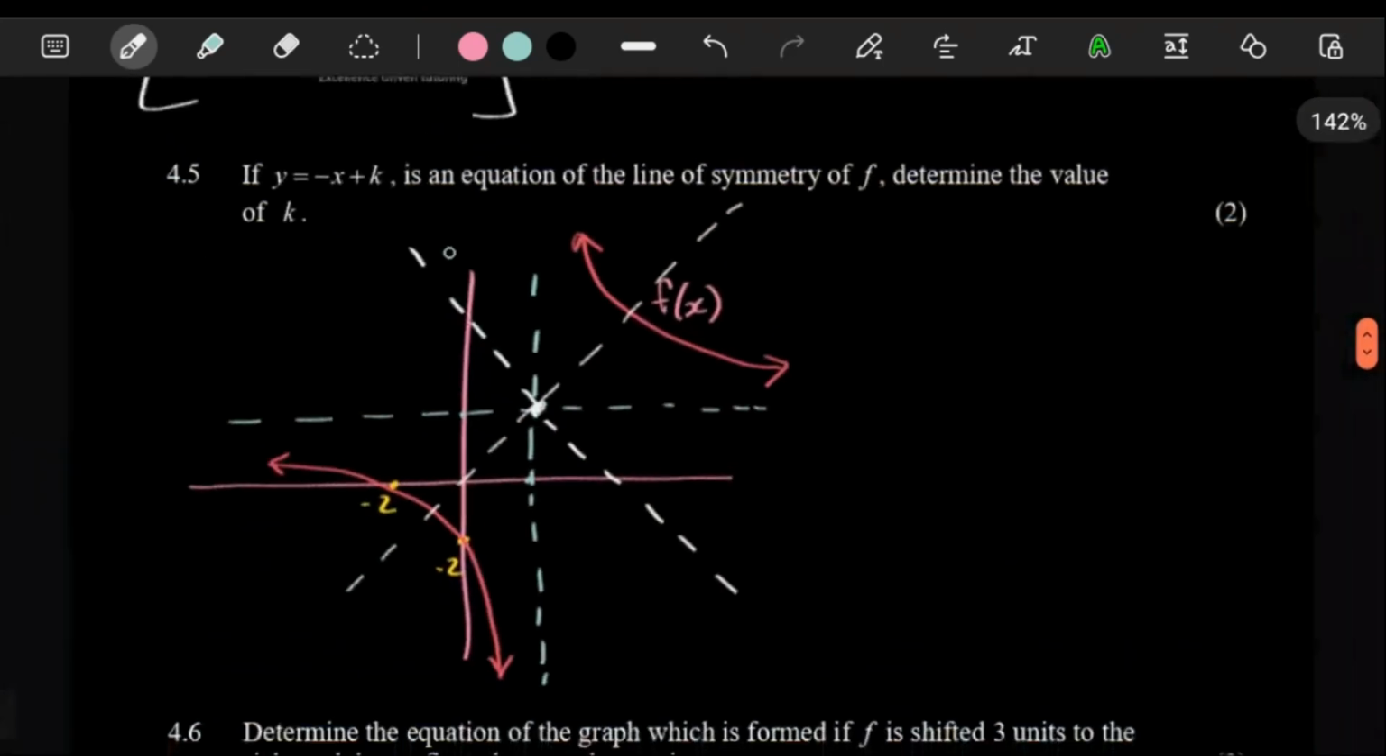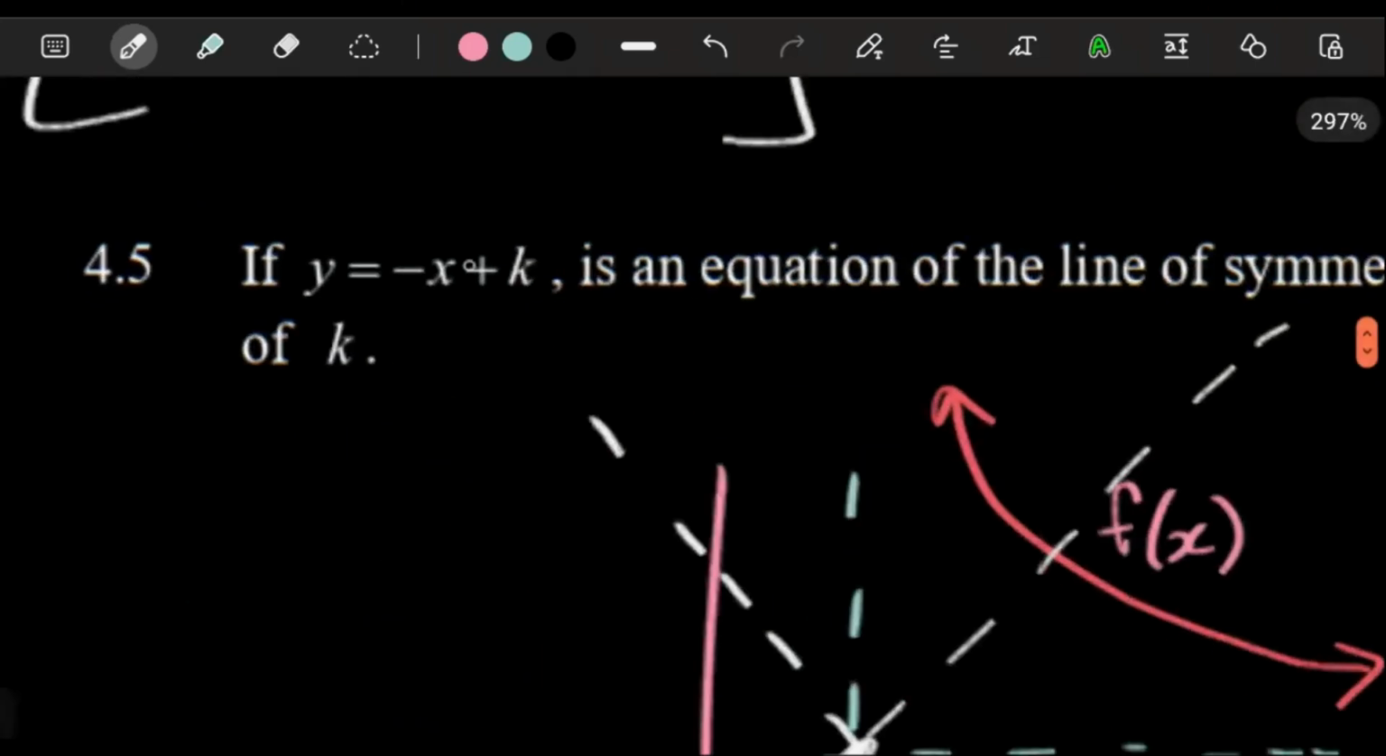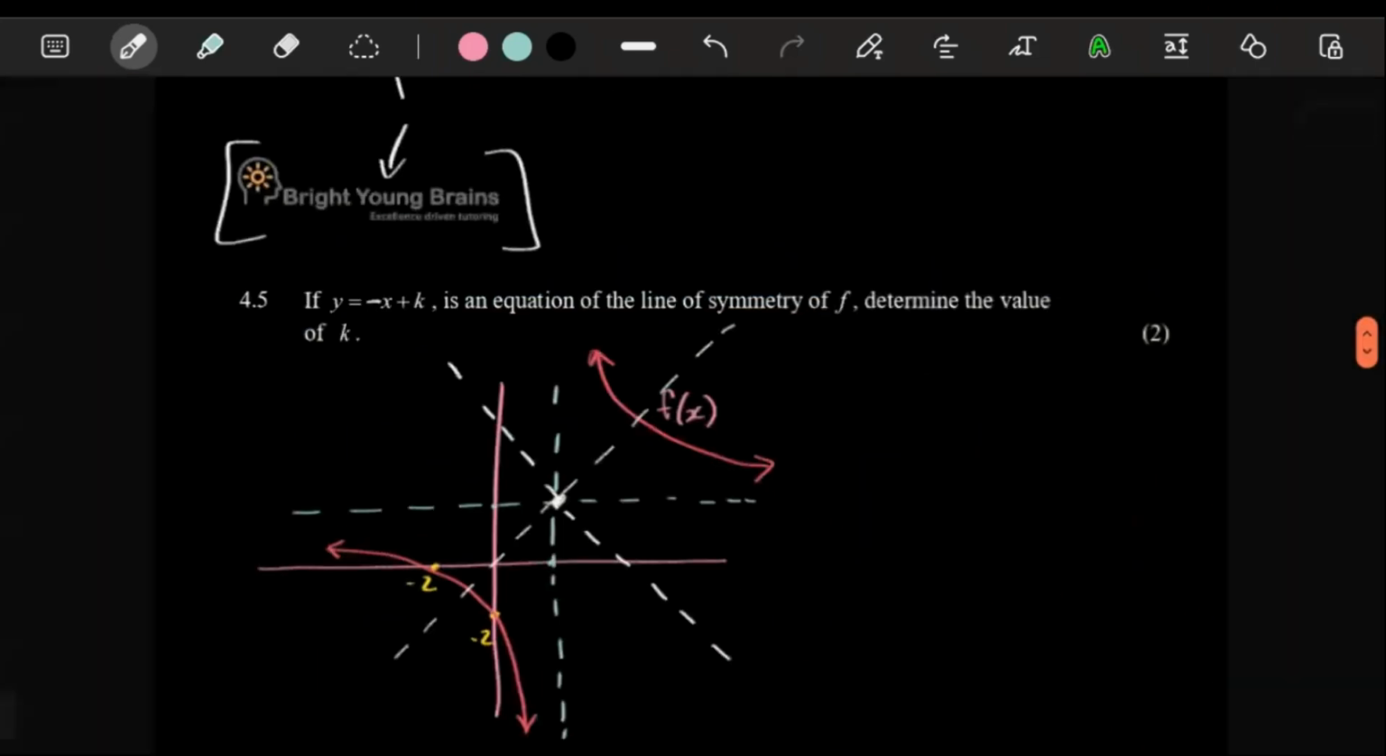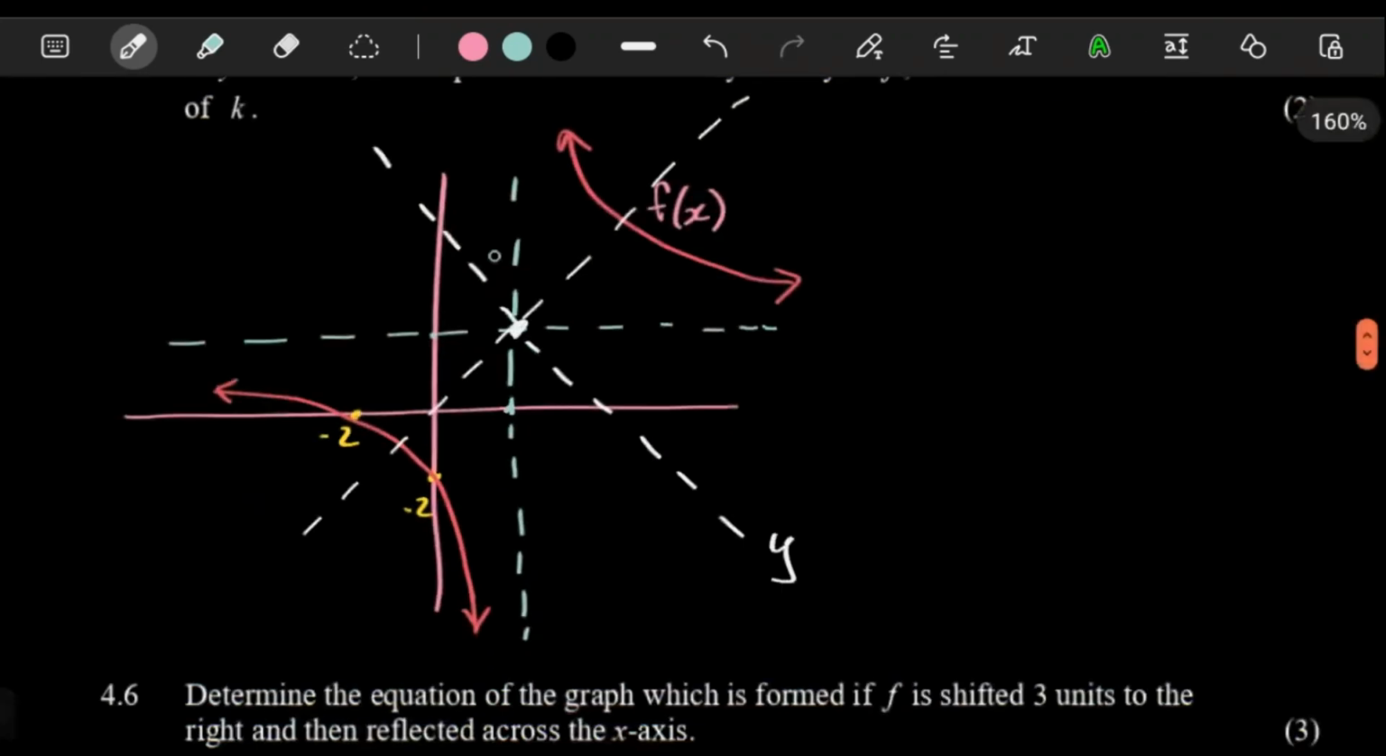But anyways, you have two lines of symmetry, right? One is a negative gradient. The other one has a positive gradient. Now, they are talking about the line of symmetry that has a negative gradient, because one thing we know for sure is the gradient will either always be a positive 1 or a negative 1. So since we're talking about y is equal to negative x plus k, this is the line that we're talking about, right? Y is equal to negative x plus k.